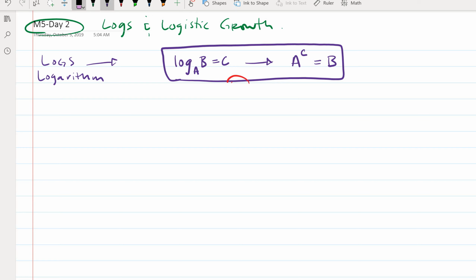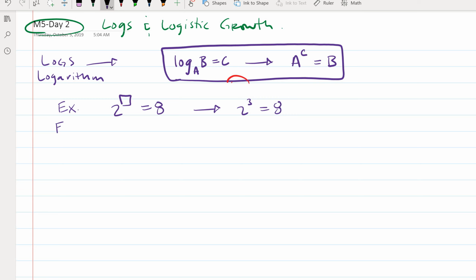Here's why we need logs. If I gave you this problem, 2 to the box power equals 8, what would go in the box? Well, you say, well, 2 times what? 2 times itself, how many times equals 8? It's going to be 2 to the third power equals 8. And that's all fine and dandy.